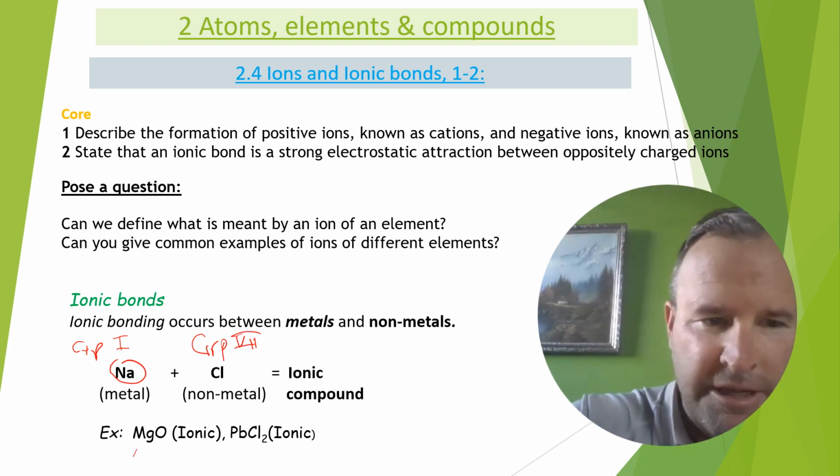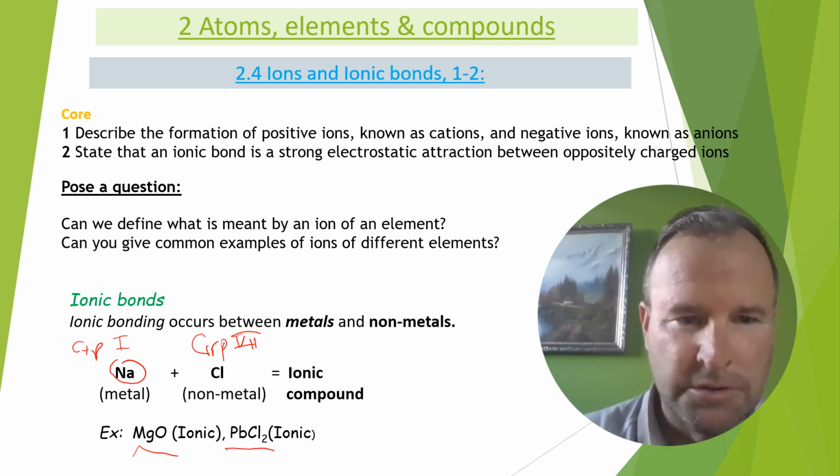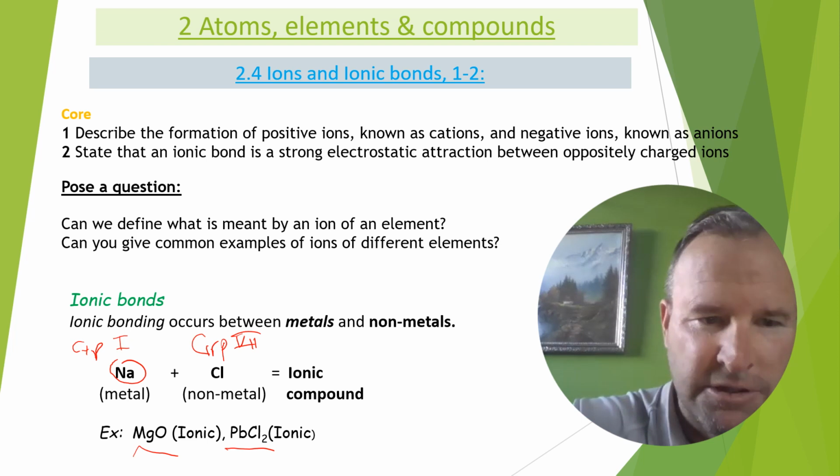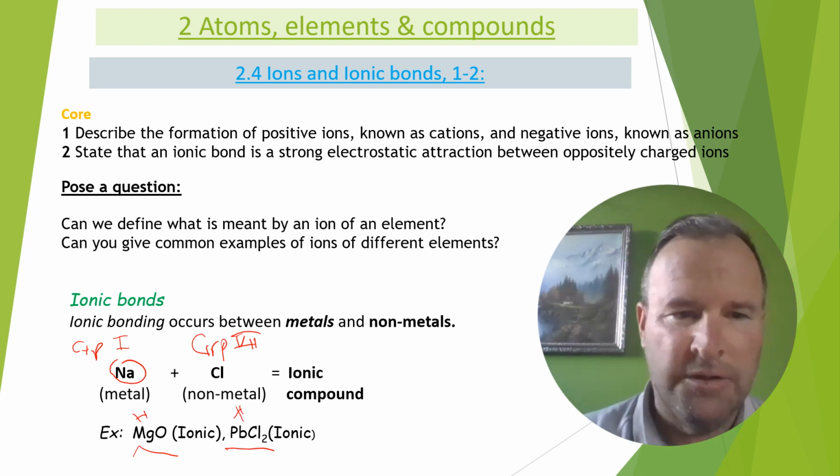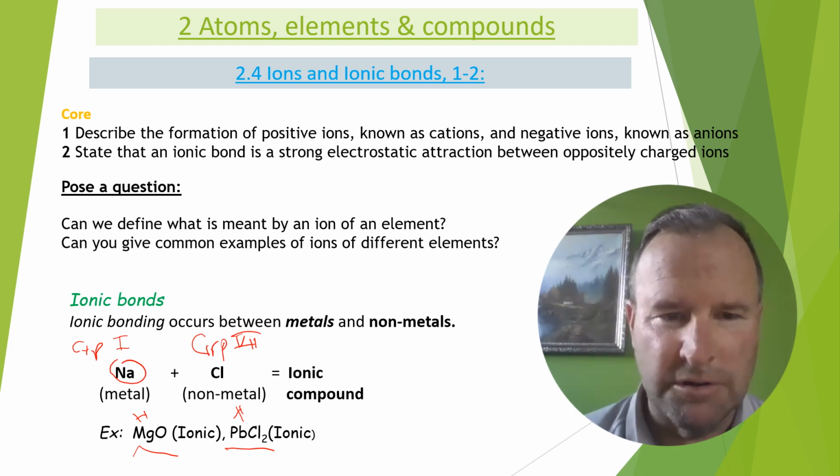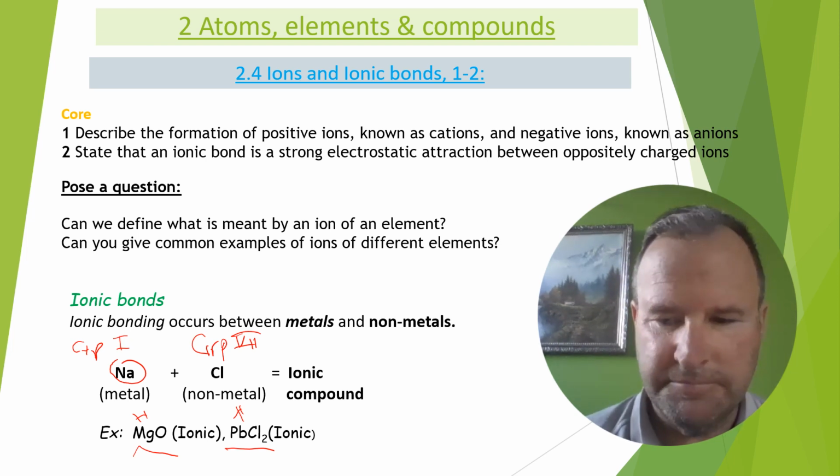Other examples are magnesium oxide and lead(II) chloride. So a transition metal, lead, and a group 2 alkaline earth metal, magnesium, reacting with oxygen, group 6.